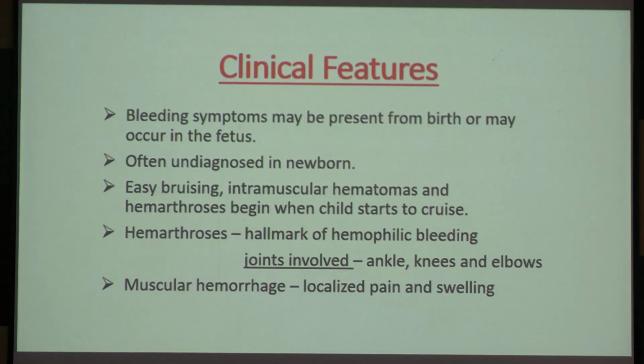Hemarthrosis is the hallmark of hemophilic bleeding because in this coagulation disorder, bleeding occurs mainly in the joints and muscles. So, hemarthrosis is the hallmark of hemophilic bleeding, and the most common joints involved are ankles, knees, elbows. Okay. And muscular hemorrhage. If there are episodes of muscular hemorrhage, there will be pain and swelling.